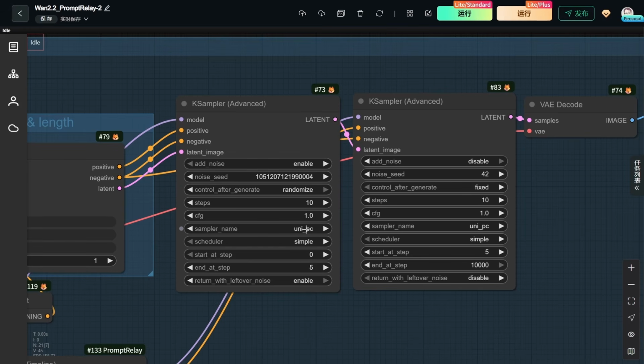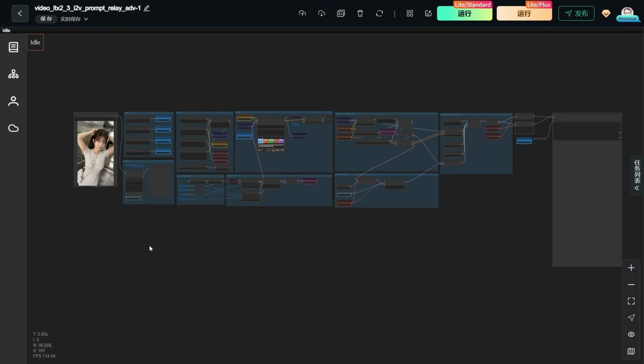The sampling part is also very precise. We use two samplers as well. Our sampling algorithm is UniTC, and the scheduler is simple. This is consistent with our official workflow. Now, let's check out the LTX 2.3 workflow. We've already covered this workflow for you guys before, so let's just look at some of the differences.